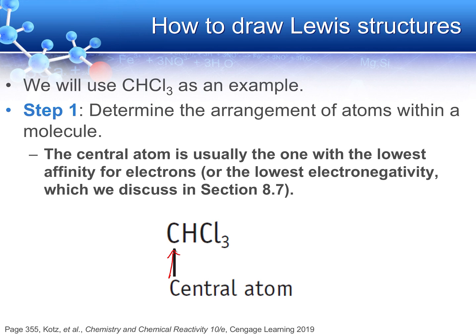We'll also learn that the central atom is usually the one with the lowest affinity for electrons, and we talked about electron affinity in the last chapter. We'll talk about electronegativity in section 8.7, but you might remember a while back when we did our molecular bonding exercise, we talked about electronegativity back then.